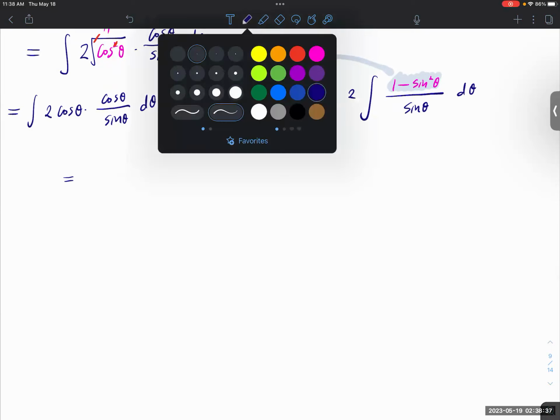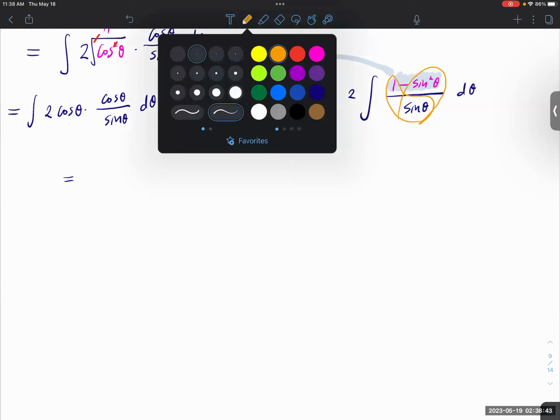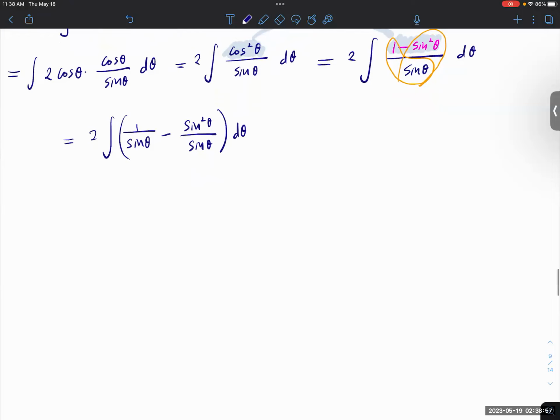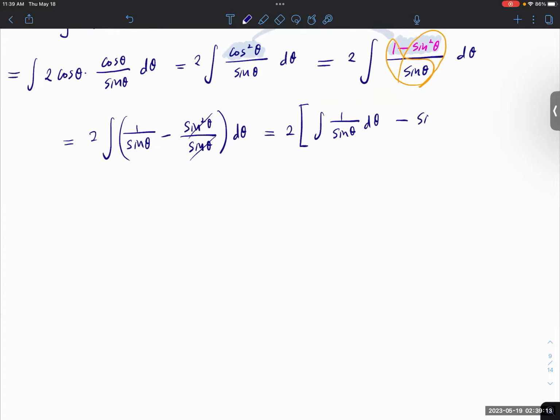Why? Because I want to separate them now. So we can separate 2 different fractions. So it is going to be 2, 1 over sine theta, secant theta over sine theta, and then d theta. Better? So we can really separate it to big bracket, integral 1 over sine theta d theta. They're going to cancel. That's how I can reduce down second power to 1 power. So sine theta integral d theta.